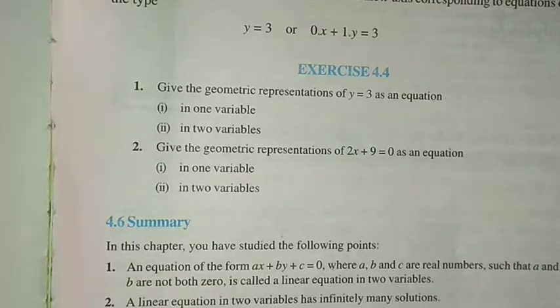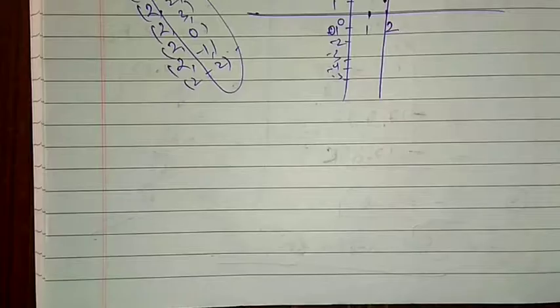The question number first is: give the geometrical representation of y is equal to 3 as an equation in one variable and in two variables. And question number 2 is also based on the same pattern, that is, give the geometric representation of 2x plus 9 is equal to 0 as an equation in one variable and in two variables. So let's solve this problem.